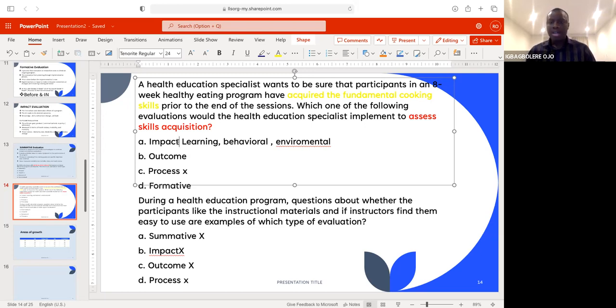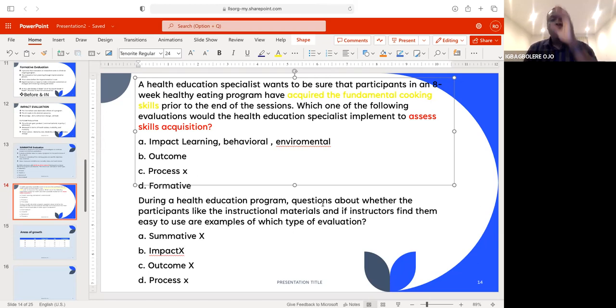And of course, as we go on here, during a health education program, questions about whether the participants like the instructional materials and if instructors find them easy to use are examples of what type of evaluation. So remember here, I've marked everything as X, so we need to decide which one it is. Number one, it is not outcome. The three indices have not been mentioned at all. So do away with that quickly. Number two, impact. We are not talking about knowledge here. So do away with that quickly. Now we are left with summative and process.